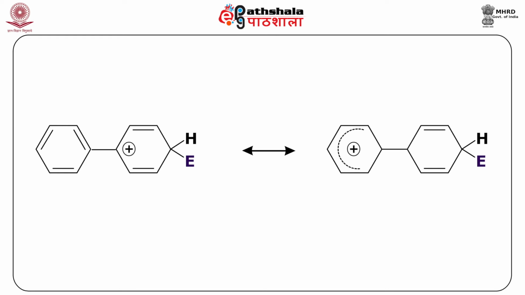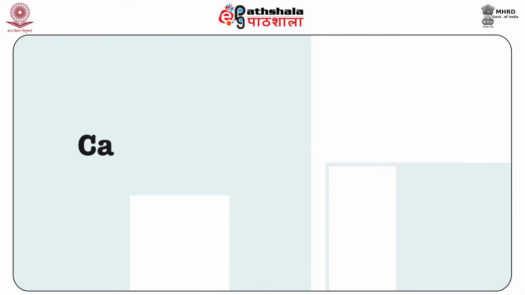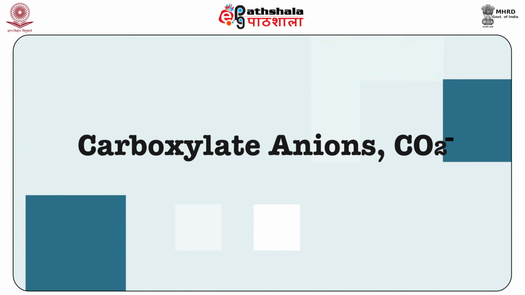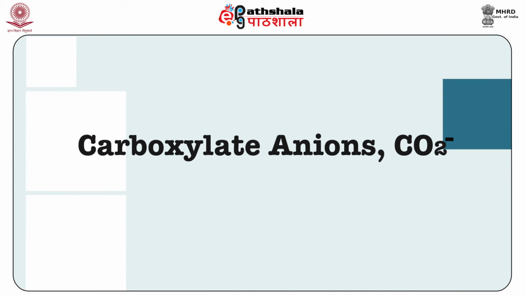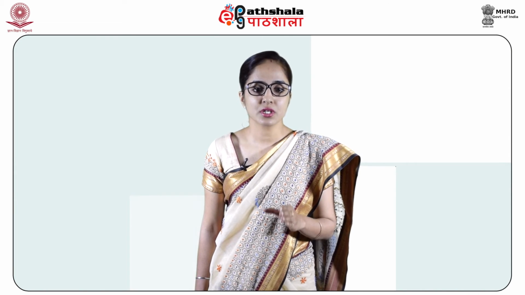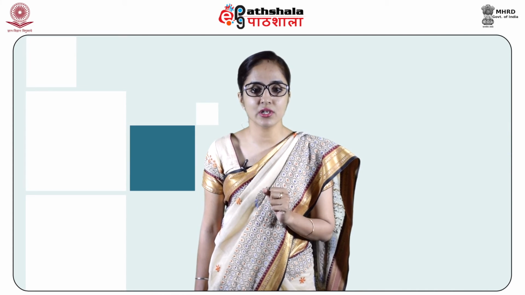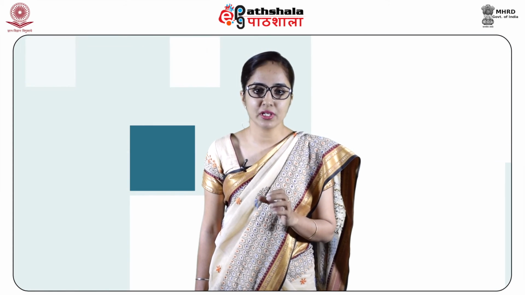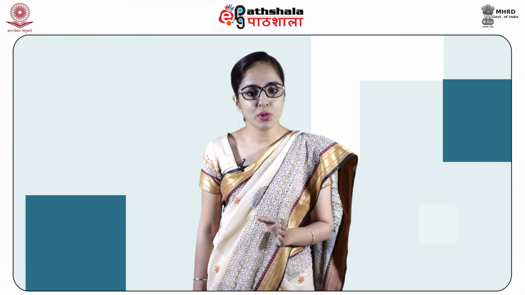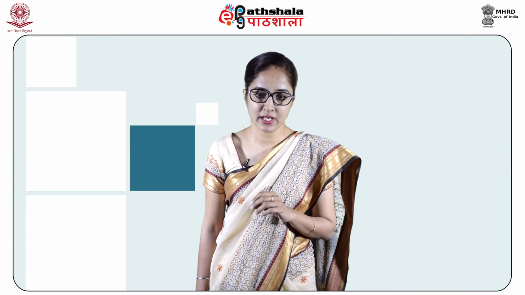Coming down to the fifth category of groups, where R or X is equal to the carboxylate ions, or anions you can say, depicted by CO2 minus. There is almost a zero resonance effect since the negative charge of the anion is itself delocalized with the carbonyl group of the carboxylic acid. So, there is no electron withdrawing resonance effect in case of carboxylate anions.